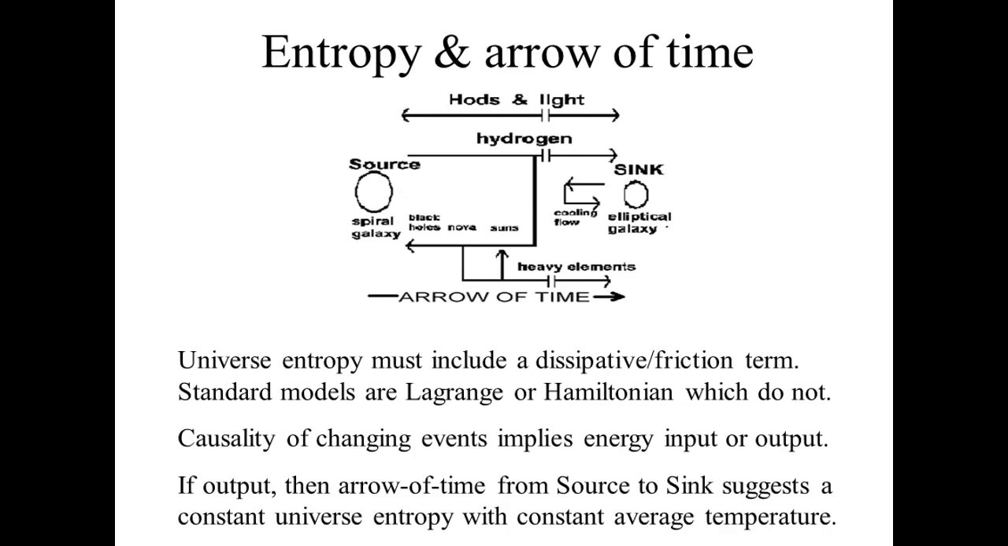Causality of changing events implies energy input or output. If output, then the arrow of time from source to sink, as you see in the galaxy structure, suggests a constant universe entropy, rather than entropy always increasing, as the current model suggests.